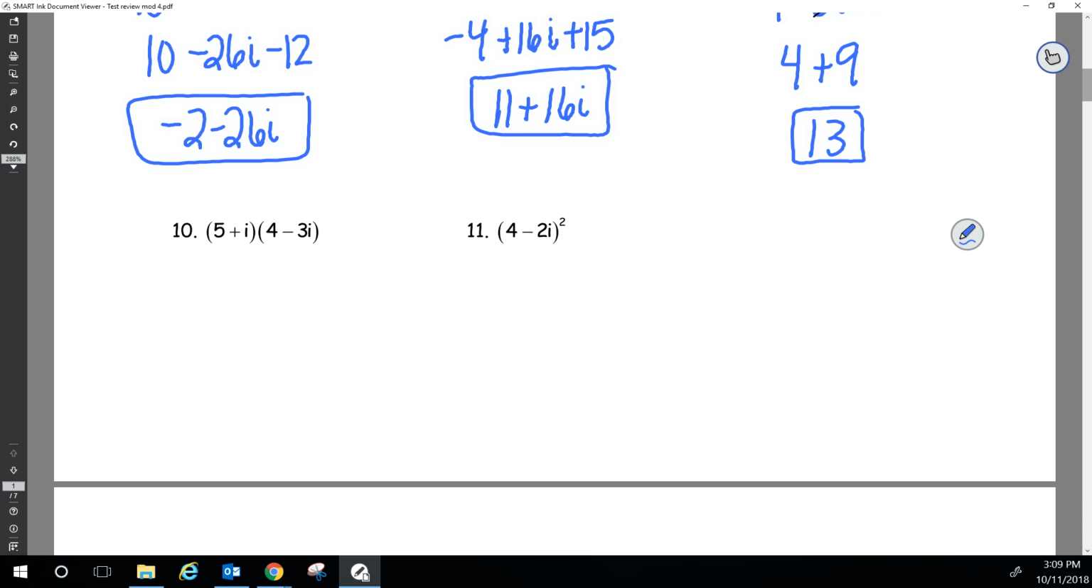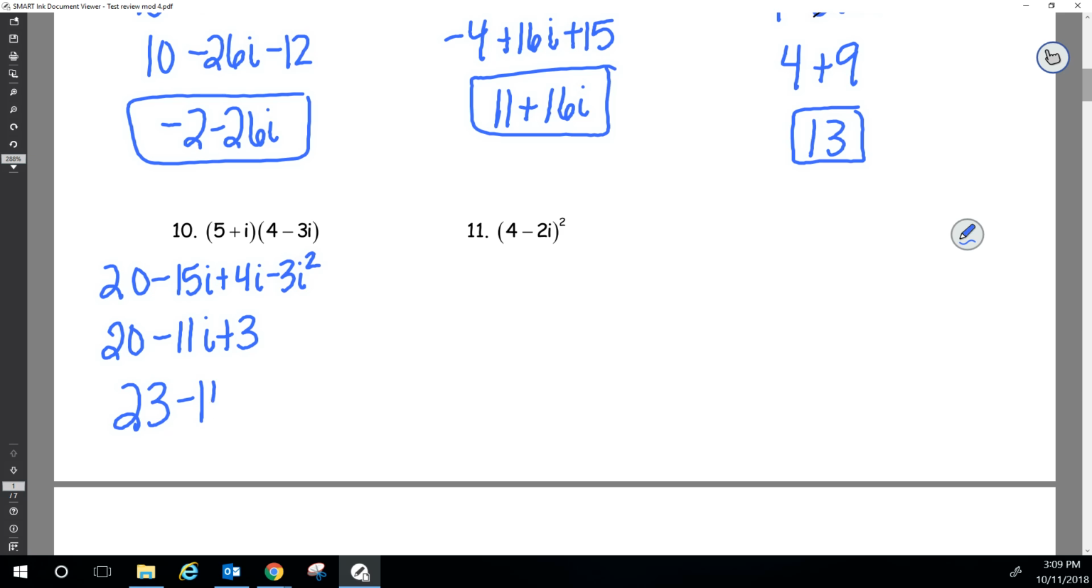Number 10, 5 times 4 is 20. 5 times negative 3i is negative 15i. 4 times i is 4i. i times negative 3i is negative 3i squared. I've got 20. Minus 15 plus 4 is negative 11i. i squared is negative 1 times negative 3 is positive 3. 20 plus 3 is 23 minus 11i.